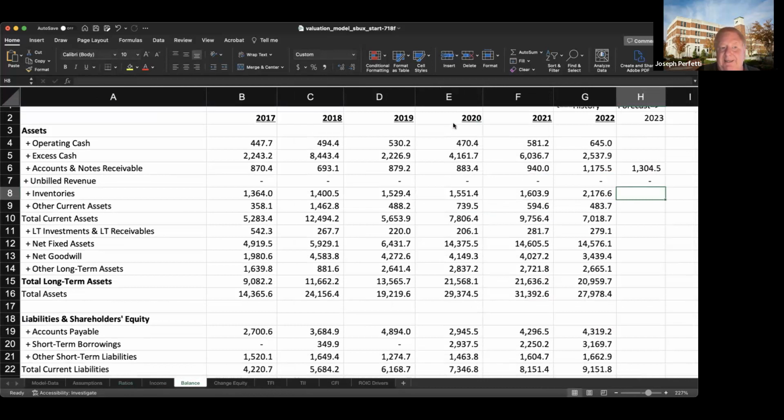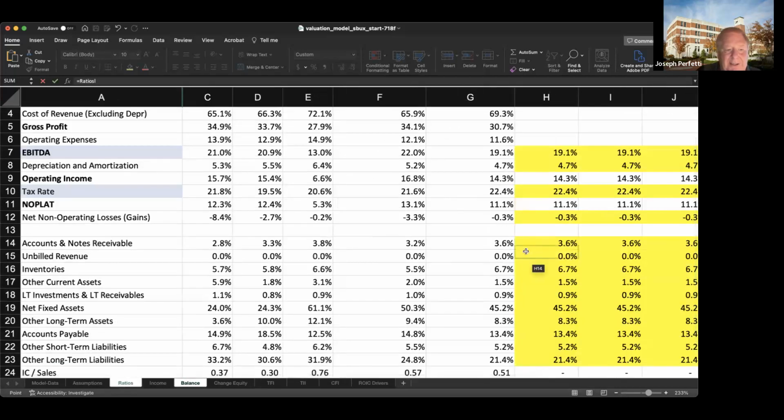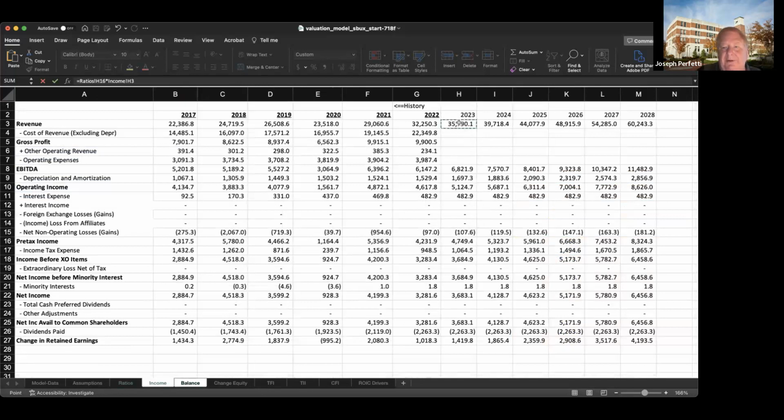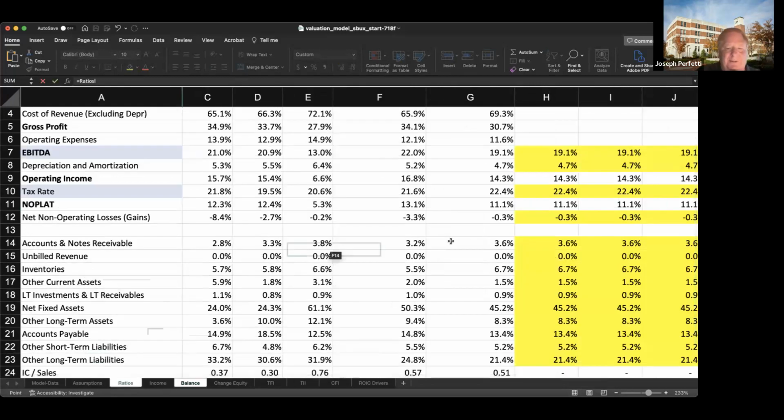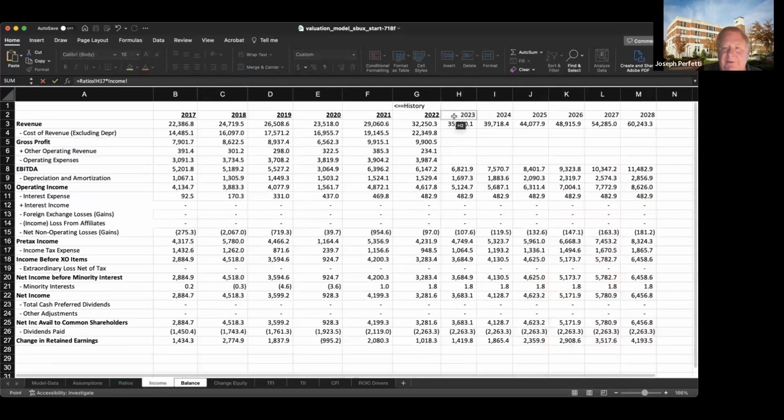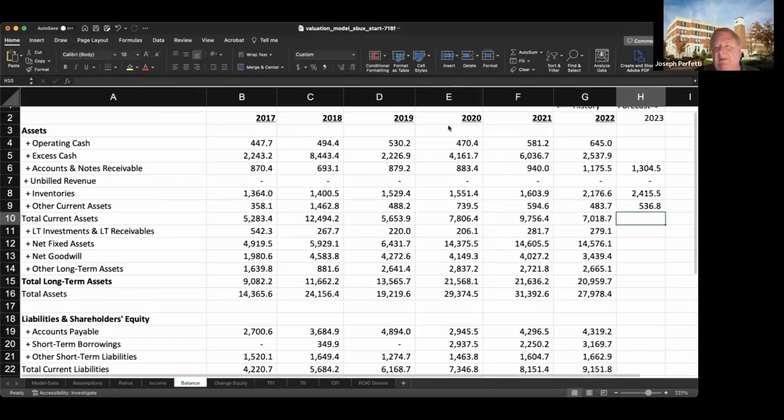0. The next item is inventories. So equals, for inventories, which is H8, we're going to go to the ratios tab. Inventory as a percentage of sales is H16 times income H3 is revenue. So that would be 2,415 million of inventory. Other current assets equals ratios. That's row 17. So H17 off of ratios times income H3, which is 2023 revenue forecast, 536.8 million of other current assets.